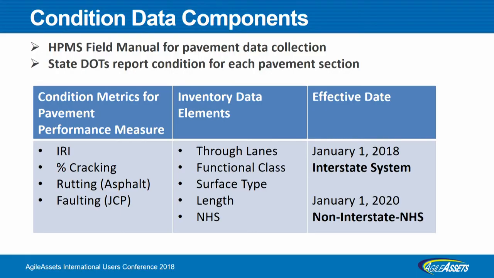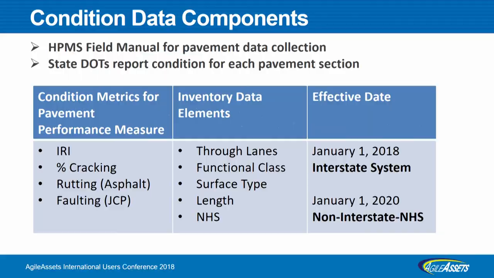So now condition data components are, and again HPMS, if it is data collection, the 0.1 mile is the basic source of the data for that. IRI, cracking, rutting, and faulting, as just covered before. In terms of effective date, interstate system implementation is already active since January 1. There are another 2 years for non-interstate NHS, but I believe some may be starting the whole network already.